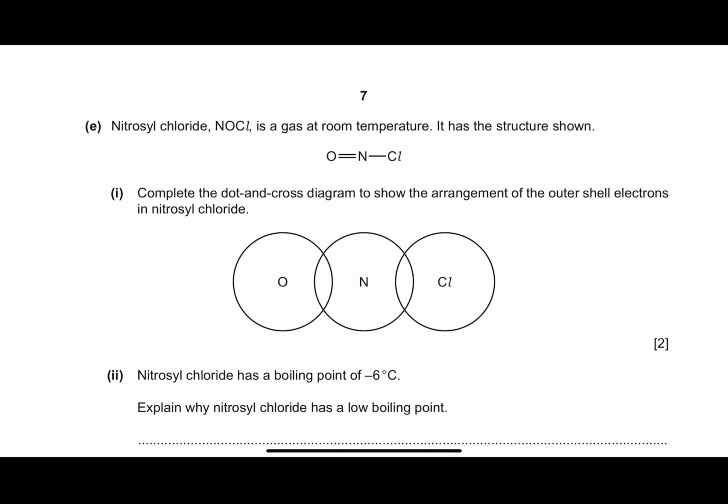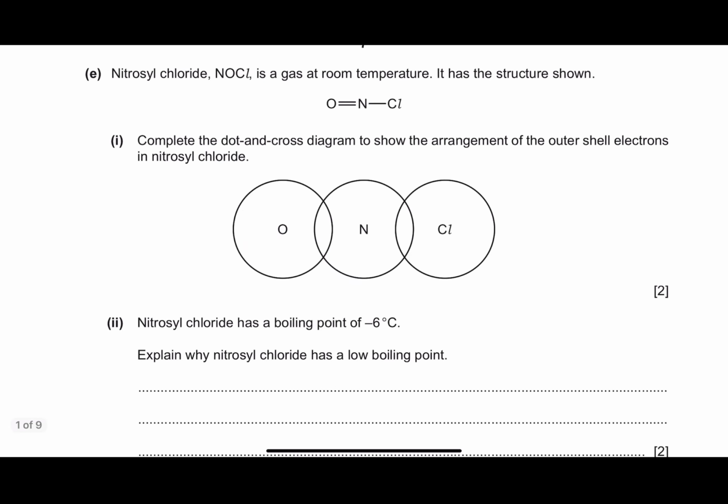Now this is a question from February-March 2017, question 3. It says that nitrosyl chloride is a gas at room temperature and it has the structure shown. It has a double bond between oxygen and nitrogen and a single bond between chlorine and nitrogen. Complete the dot and cross diagram to show the arrangement of the outer shell electrons in nitrosyl chloride.